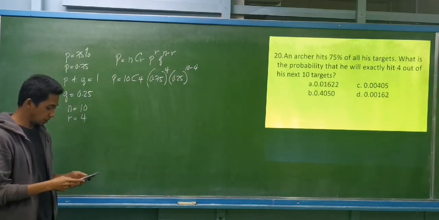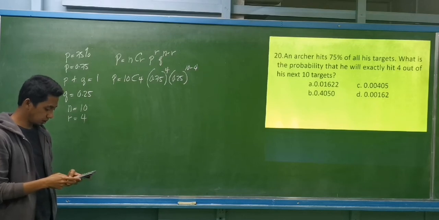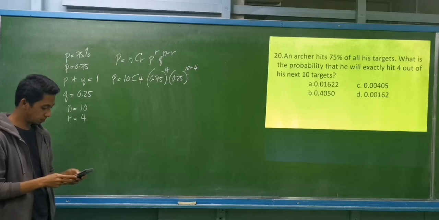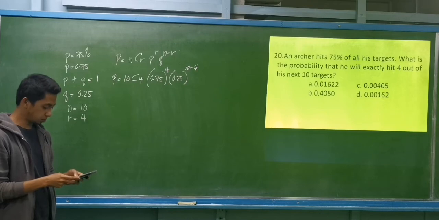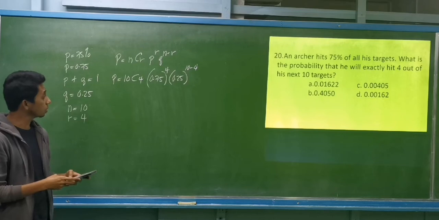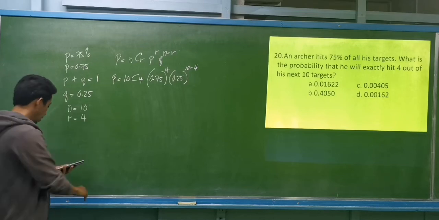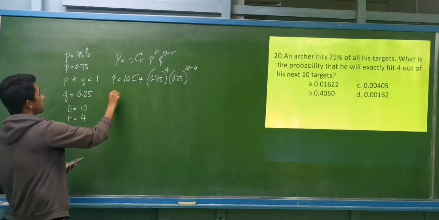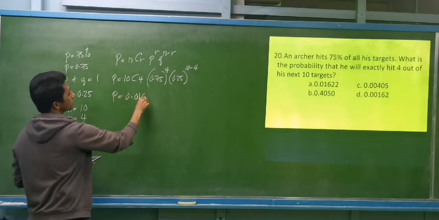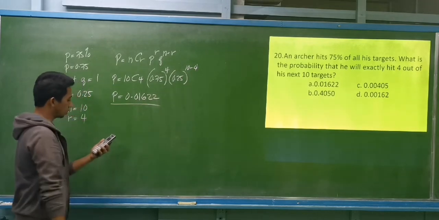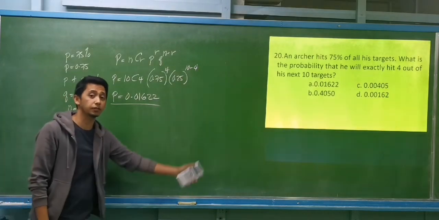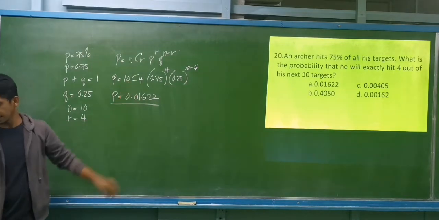So kunin natin yung sagot. That is 10 combination 4 times 0.75 raised to 4, times 0.25 raised to 6. So we have the probability is equal to 0.016, sabihin namin dyan, 0.01622. We have letter A. Multiple events.